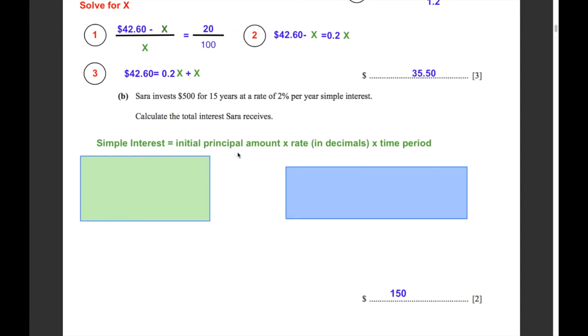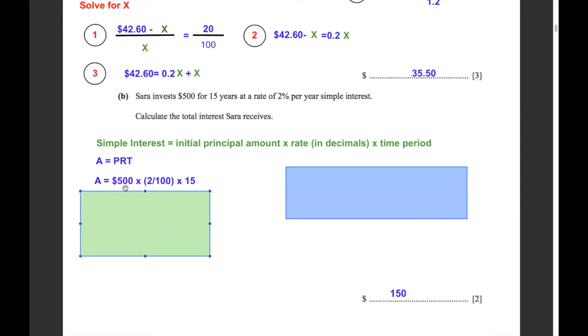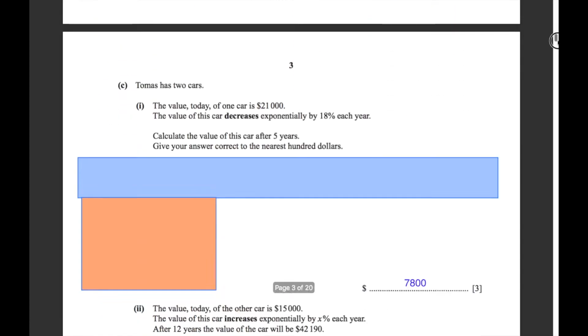Okay, so simple interest is the initial principal amount, which is $500, times the rate in decimals, times the time period. So in this case, it's 15 years. You can write it as A is equal to PRT. So A is equal to 500 times 2 over 100, because we're changing it to decimal, times 15. That's $150. Okay, moving on.